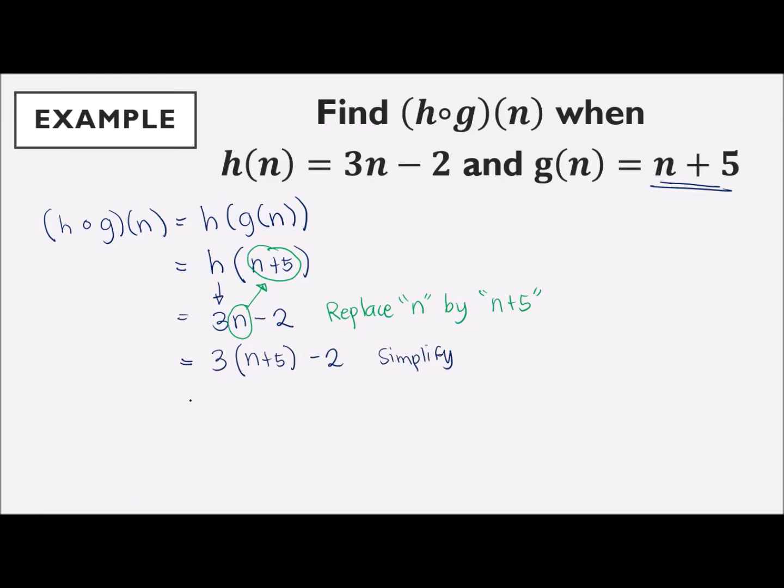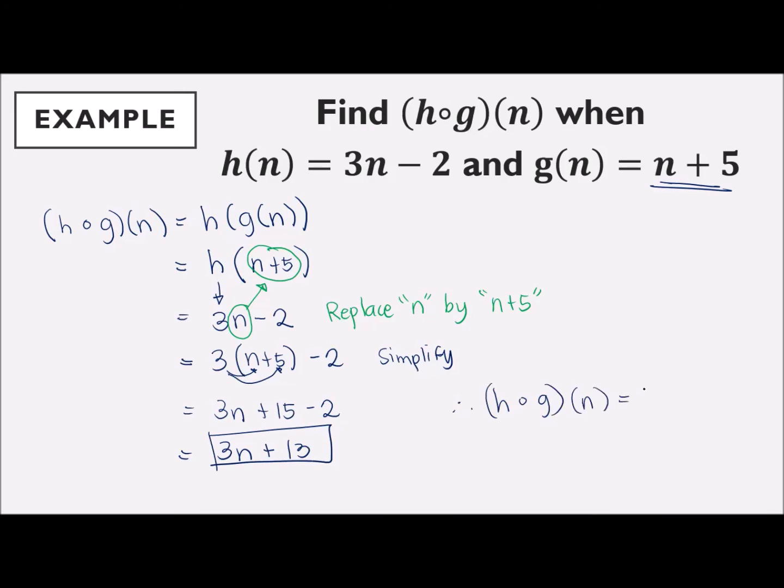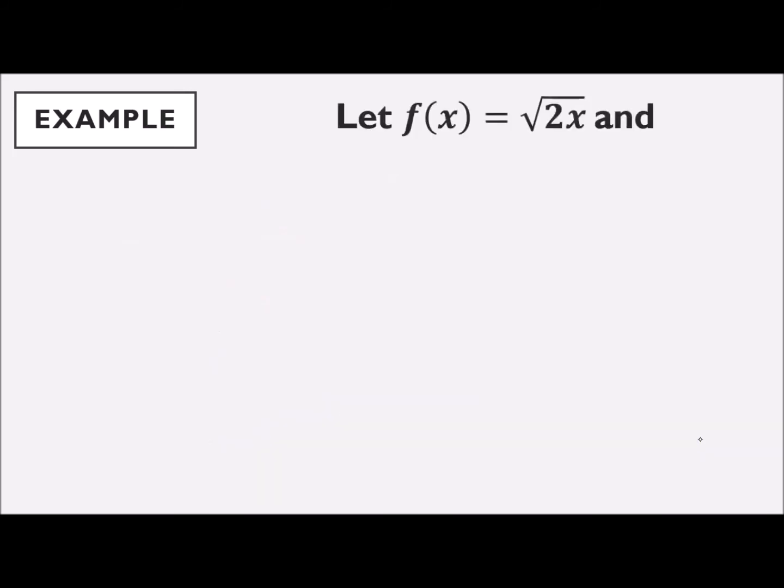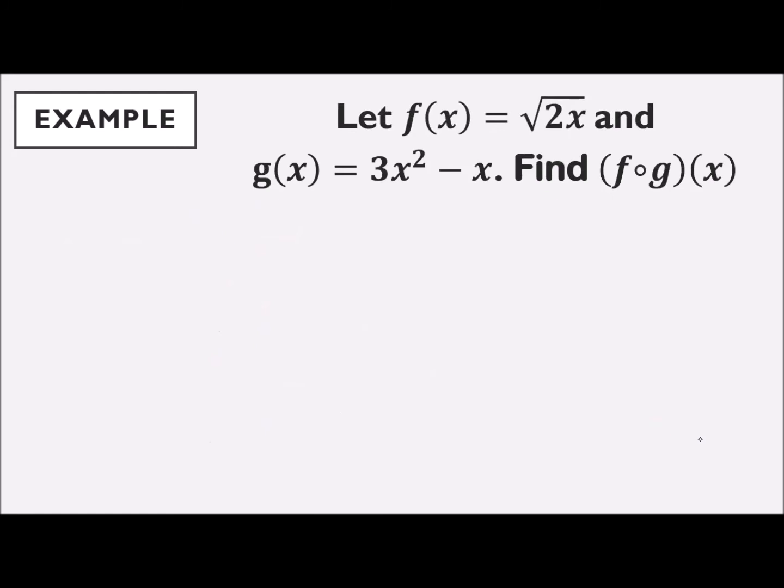In short, distribute natin. So, 3 times n, the answer here is 3n. Then 3 times 5, the answer here is 15. And then minus 2. Then, combine like terms. So, this one is 3n plus 13. So, h circle g of n is equal to 3n plus 13. Okay? Practice lang po yan. So, sunod natin.